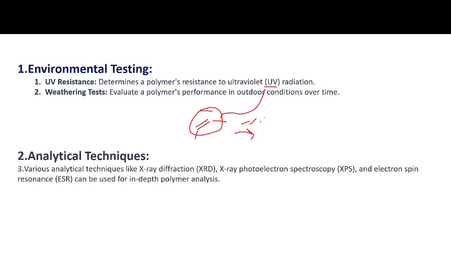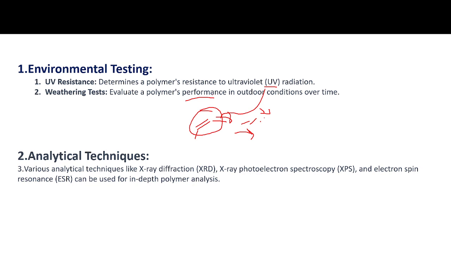So before applying this material, like this rubber applied in tires, which are used on outside roads in sunlight, we want to know how much UV radiation, or how many cycles, it can withstand before degradation. With the weathering test we can also say how much water it can absorb, and how it can sustain in different weathering conditions.